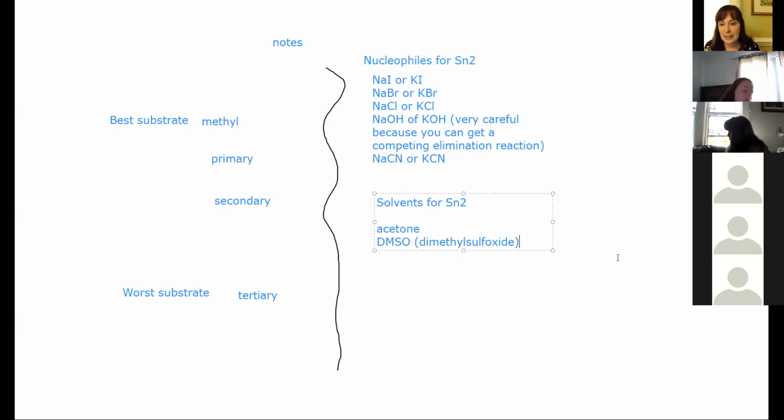So if somebody tells you that you're going to use one of these nucleophiles and that you're going to use one of these solvents, what they're trying to tell you in that question is think about the SN2 reaction, because it's very likely that if you're using this kind of nucleophile and this kind of solvent, that's going to be an SN2 reaction.